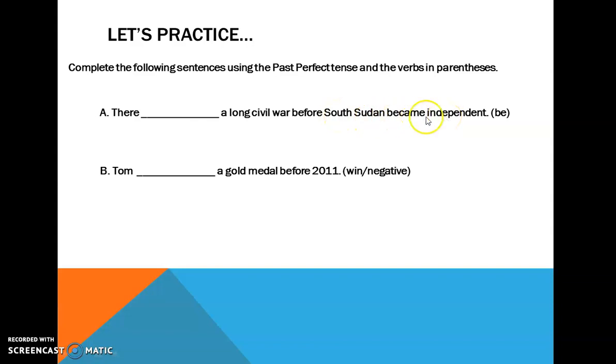So what do you think? Right here we have to use the past perfect tense. If you were thinking about this answer, you were totally right. In this case, it's past perfect. This action happened first in the past than this one, okay, that happened later. What about this? B, Tom, a gold medal before 2011. We are going to use win in the negative form. So if you were thinking about this one hadn't won, you were totally right, my dear friends.